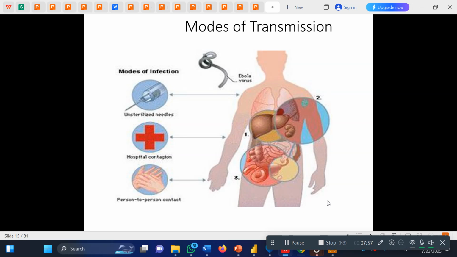These are the modes of transmission by which the Ebola virus can get into the human species: through unsterilized needles, hospital contagions when you come in contact with hospital fomites, and person to person contact with a person who is infected with it.